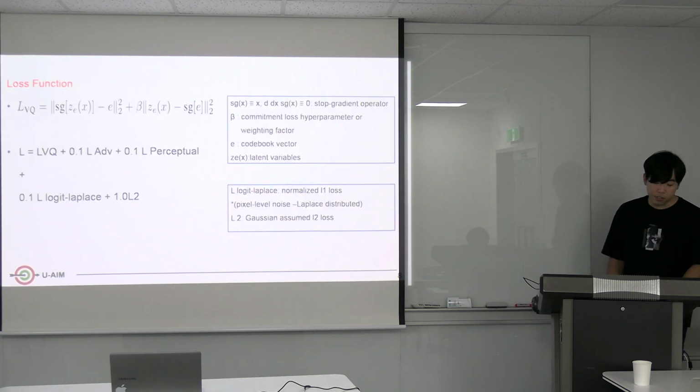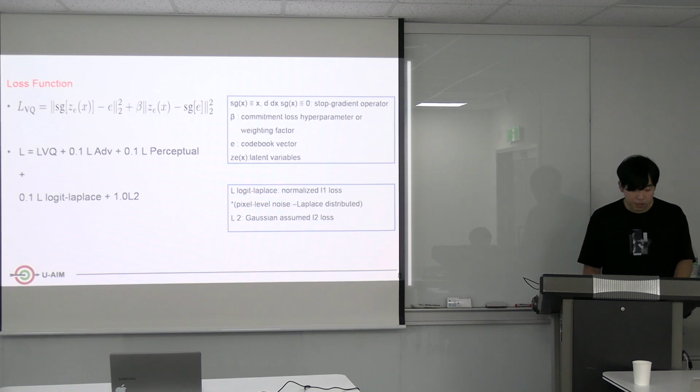These are the loss functions. The VQGAN loss function consists of the stop gradient operator to designate a certain part of the partial derivative, a commitment loss hyperparameter, the codebook vector, and latent variables. And the final loss function consists of the logit-Laplace loss plus the normalized L1 loss and the L2 loss function, where Gaussian is assumed.